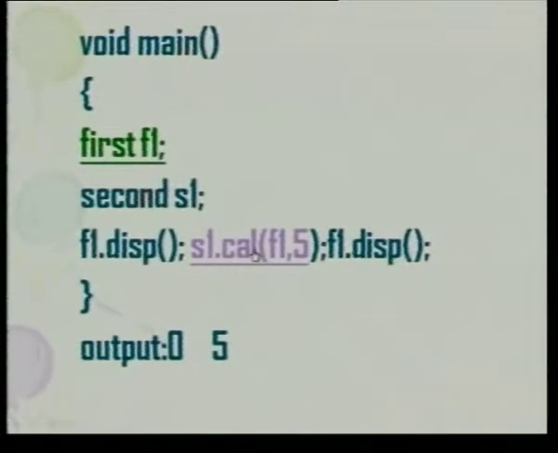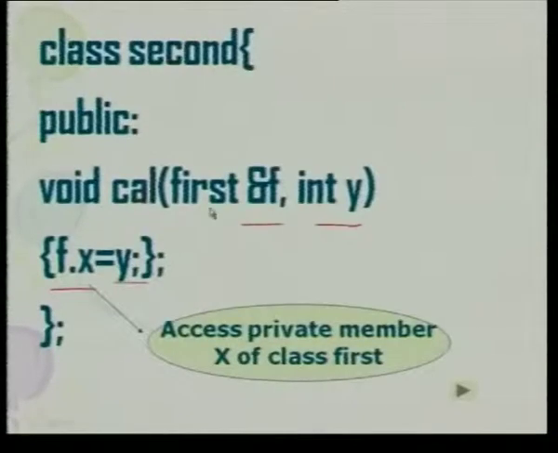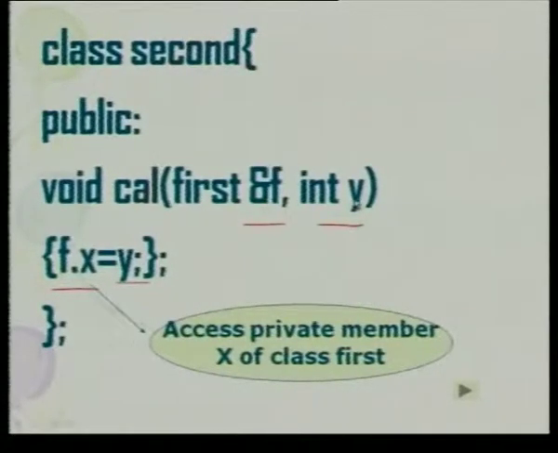As soon as this function is called, the control will pass to that function. Here f is nothing but the object and y will have the value 5, and this 5 is assigned to this variable x of class first. So, this is how friend classes are operated or executed in C++.